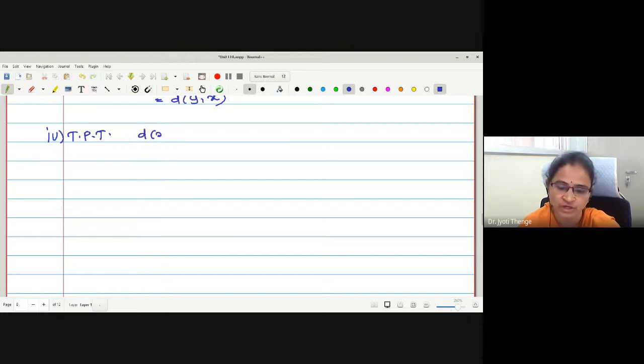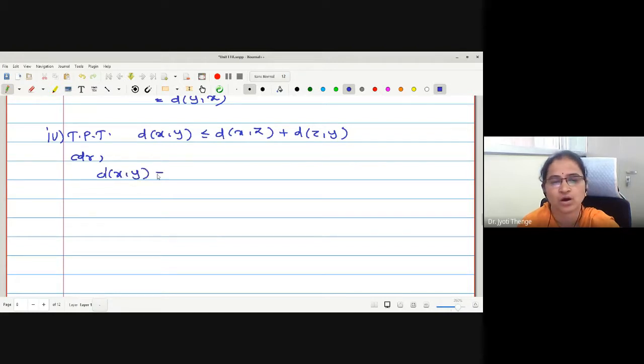Let us go for the fourth condition. What to prove in the fourth condition? d of x, y is less than or equal to d of x, z plus d of z, y. Correct? Let me consider again the left hand side, d of x comma y. How have we defined this? Norm of x minus y. I have to introduce the third vector z here. So I will make an adjustment: x minus z plus z minus y. Added and subtracted z.